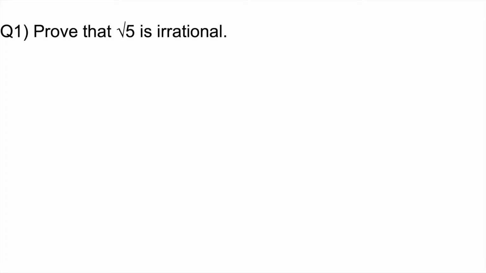Hi students, exercise 1.3 from chapter number 1 of 10th standard NCERT textbook. First question is prove that root 5 is irrational. We already know that the number root 5 is irrational, but we have to prove this now. Okay, and we are using the contradiction theorem to prove root 5 is irrational. Let us write the proof now.